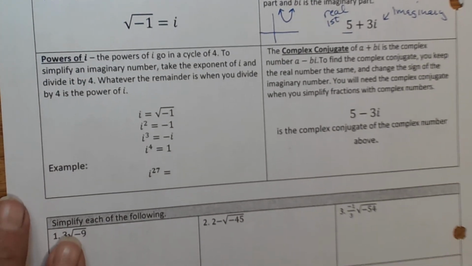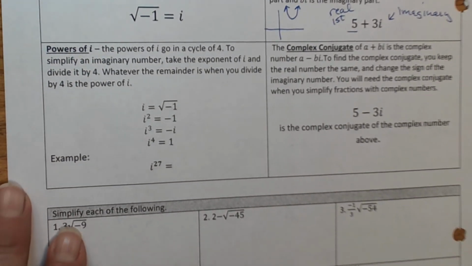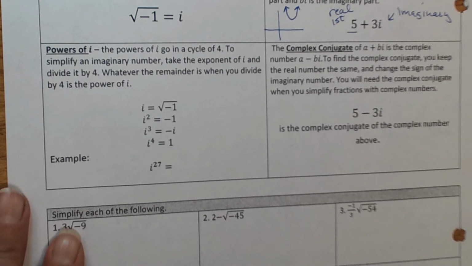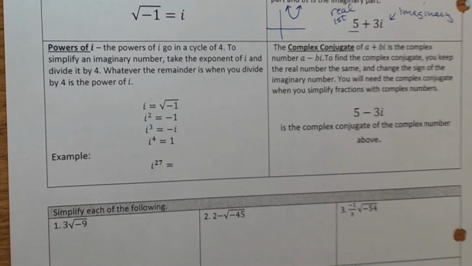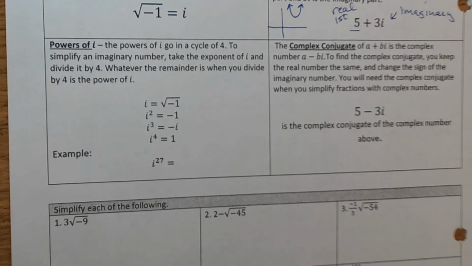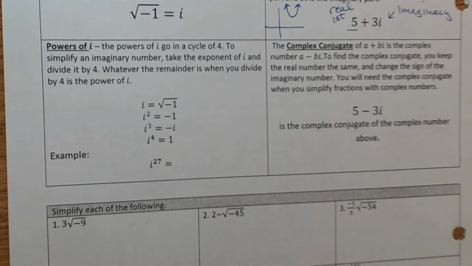All right, powers of i. Okay, the powers of i go in a cycle of 4. Okay, so to simplify an imaginary number, you take whatever the exponent on i is, and you divide it by 4. Whatever the remainder is, and I'll also show you, if you don't remember how to do division with remainders, you can also look at what the decimal is in your calculator.